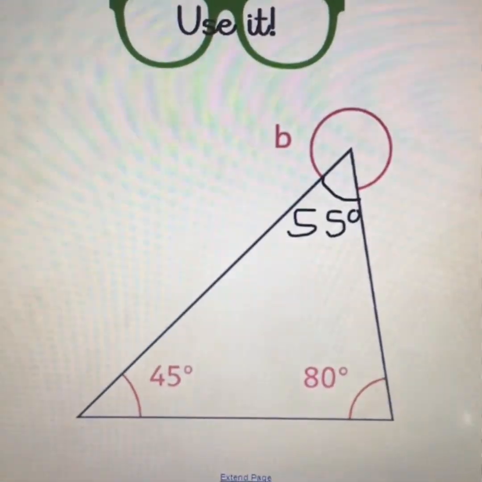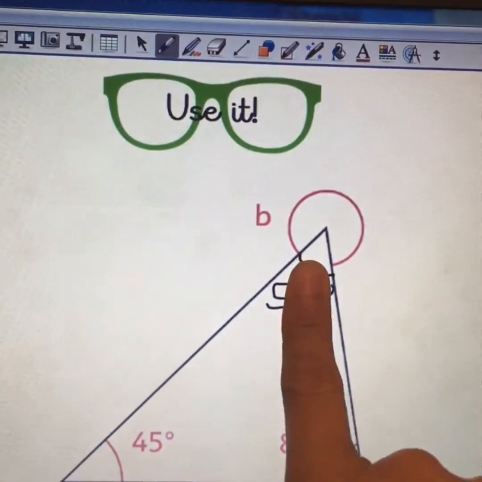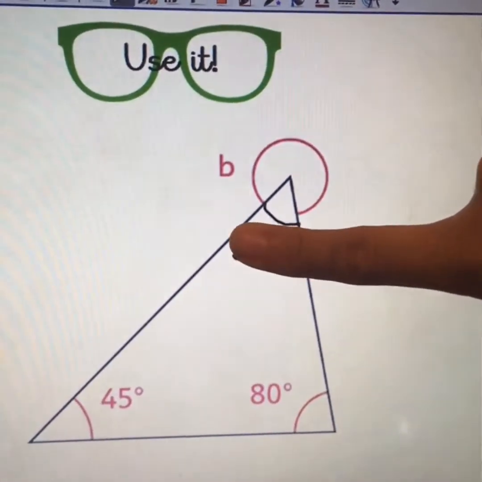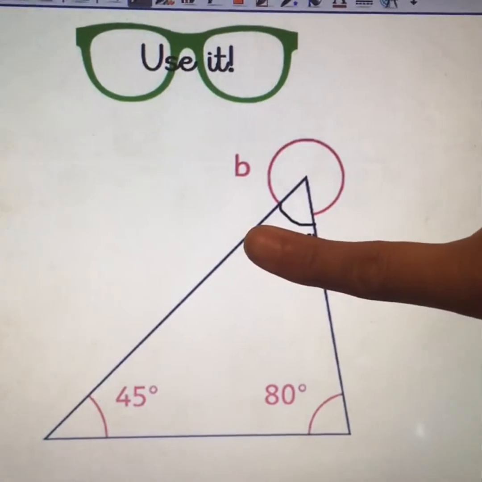Okay then, answer time. So, first things first, you need to work out this missing angle here, okay? And this is the thing with these kind of problems, is a lot of the time you need to do a few steps to get to the answer.